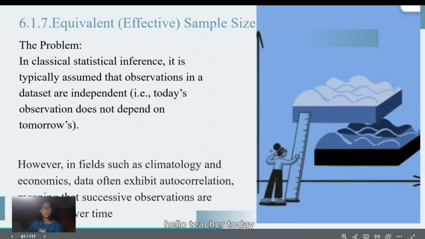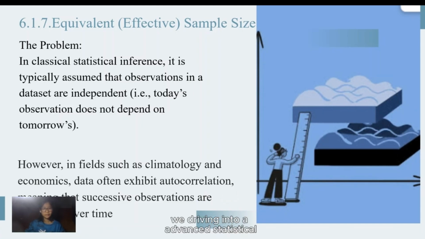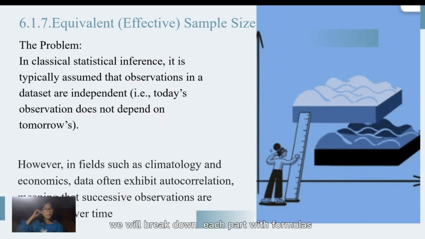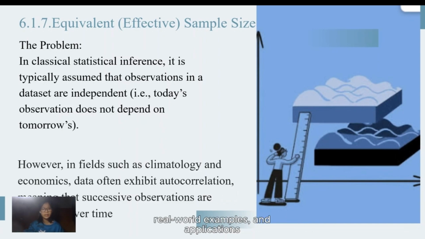Hello, teacher. Today we're diving into very statistical testing methods from sessions 6.1.7 to 6.1.0. We cover handling time-correlated data, multivariate tests, and non-parametric approaches. We will break down the formulas, real-world examples, and applications. Let's get started with 6.1.7, effective sample size.